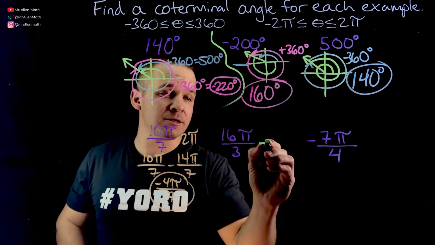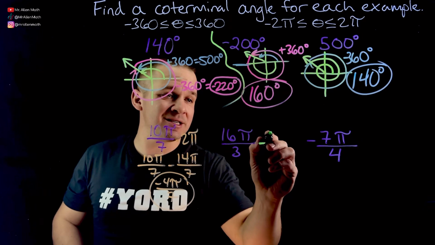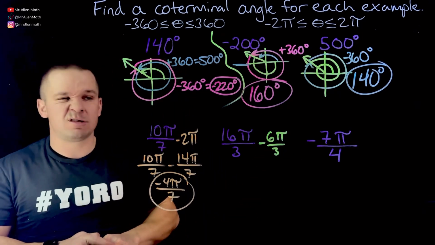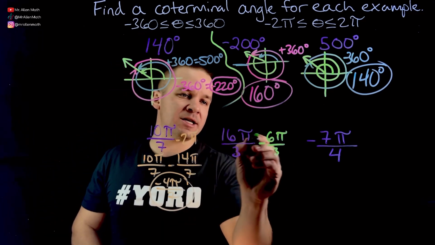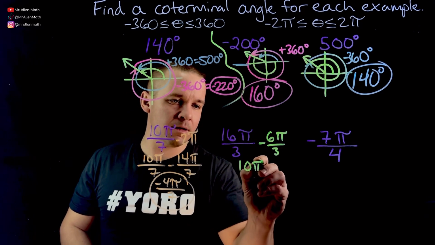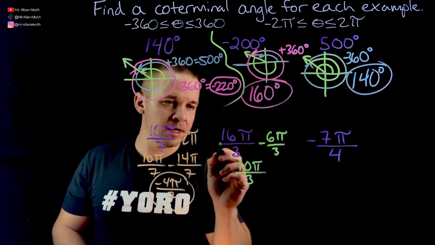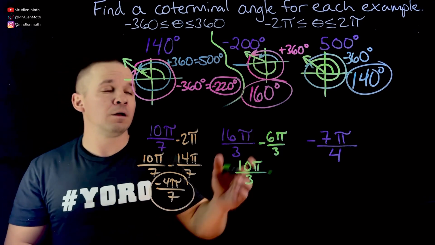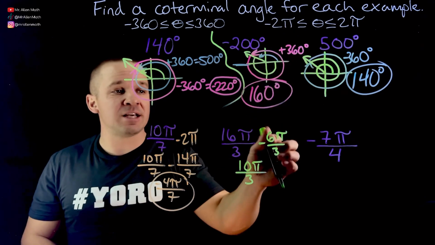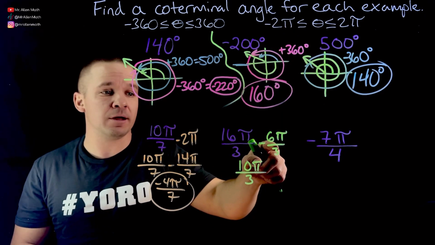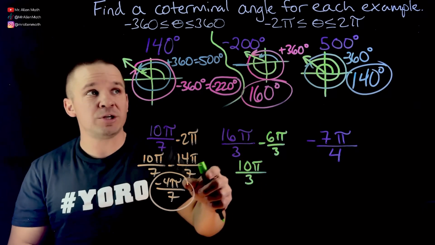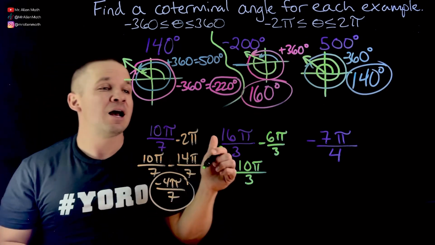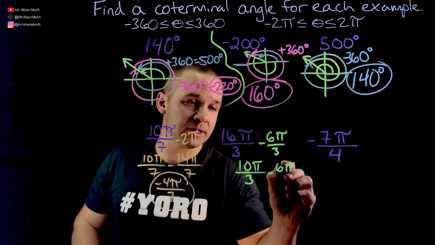All right, here I got 16 pi over 3. So I'm going to subtract 2 pi, which is the same as 6 pi over 3, because 6 divided by 3 is 2. So we get 16 minus 6, that's going to be 10 pi over 3. Now, is that within range, or do I need to subtract again? Well, 2 pi is the same as 6 pi over 3. So is 10 pi over 3 between negative 6 pi over 3 and positive 6 pi over 3? No, it's not.